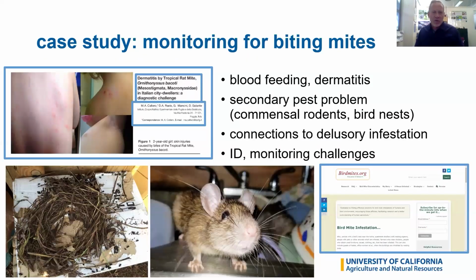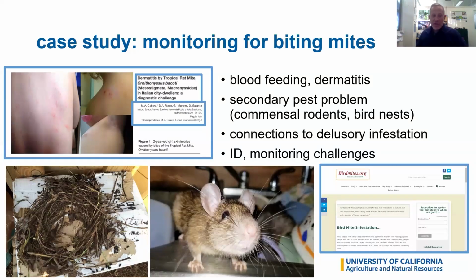The final case study I want to discuss here is one in which we have to utilize passive and active monitoring tactics. This is the case of biting mites. Tropical rat mites are the target here. And these are blood-feeding mites that can bite humans, especially if their primary host, the rat in this case, has been removed or eliminated from the site.